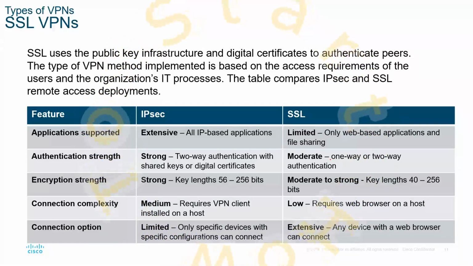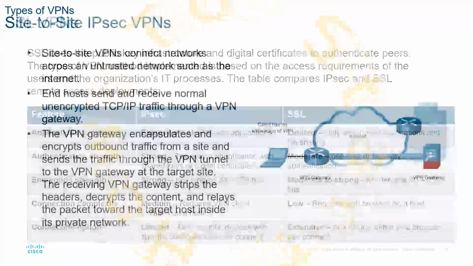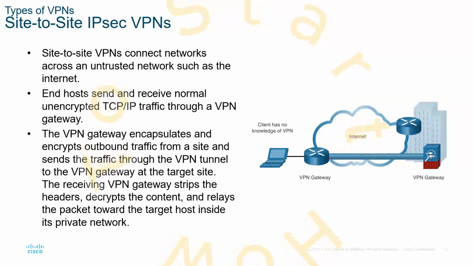Connectivity complexity. IPsec normally requires you to install a client. SSL, you can do right through a web browser. The nice thing is SSL has way more connective options, whereas IPsec is very limited in its connection options. We've already talked about site-to-site VPNs, and again, normally this is done with the hardware, like the router. The router will build the tunnel.